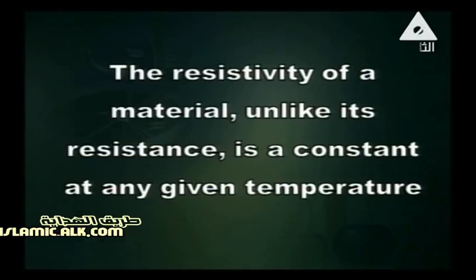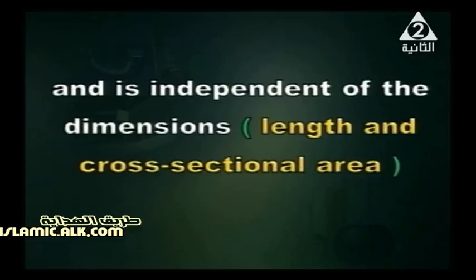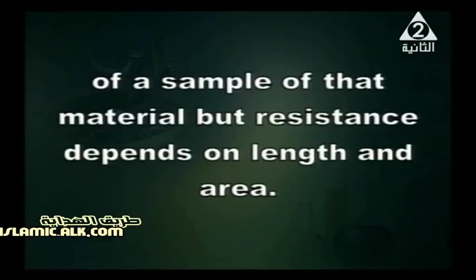So resistivity of a material, unlike the resistance, is a constant at any given temperature and is independent of the dimensions. We mean by dimensions length and cross-section area of a sample of that material. But resistance actually depends on length and area. You know, resistance depends on four factors: length, area, kind of material, and temperature. Okay, so resistance cannot be regarded as a characteristic physical property.